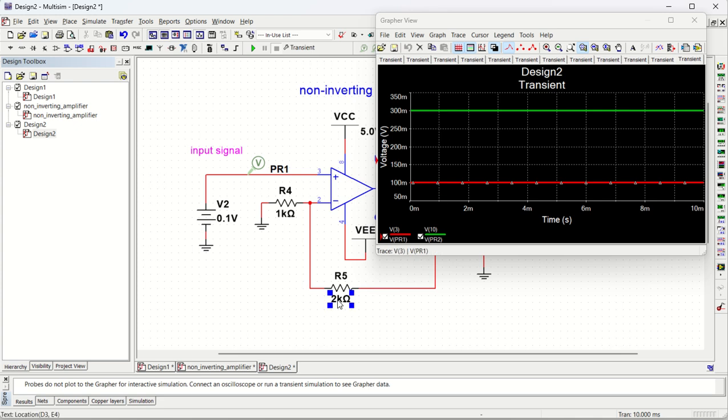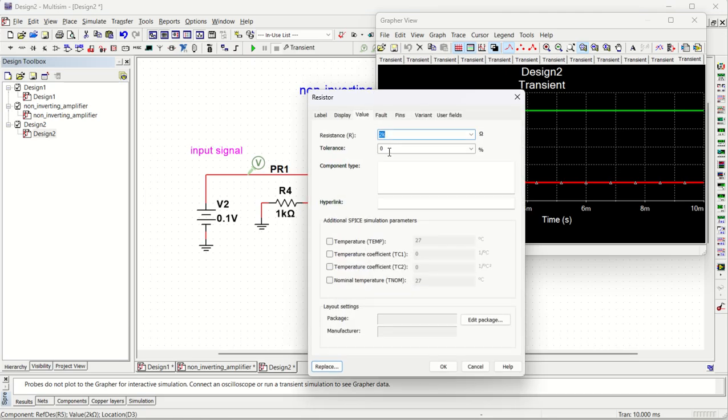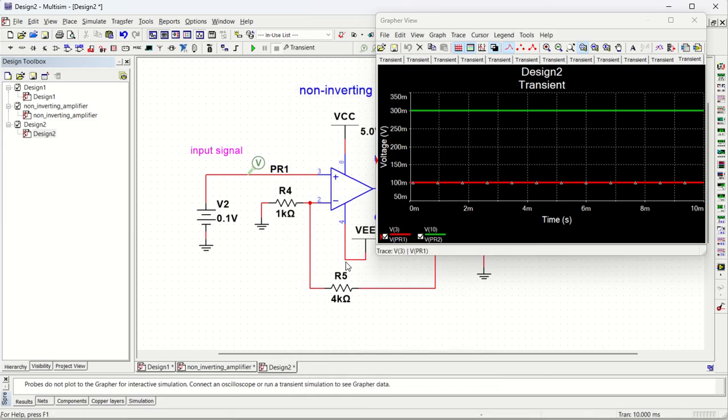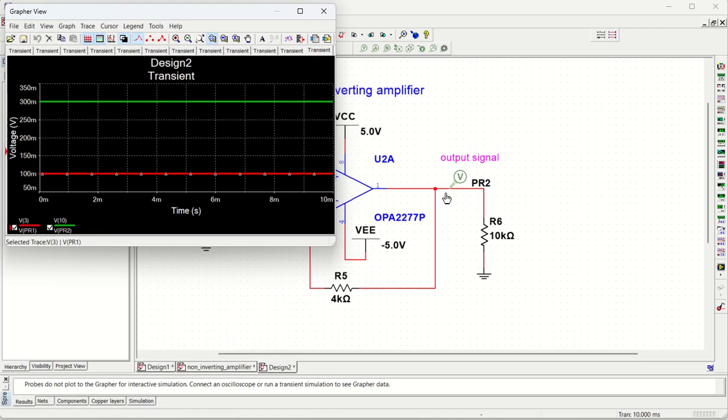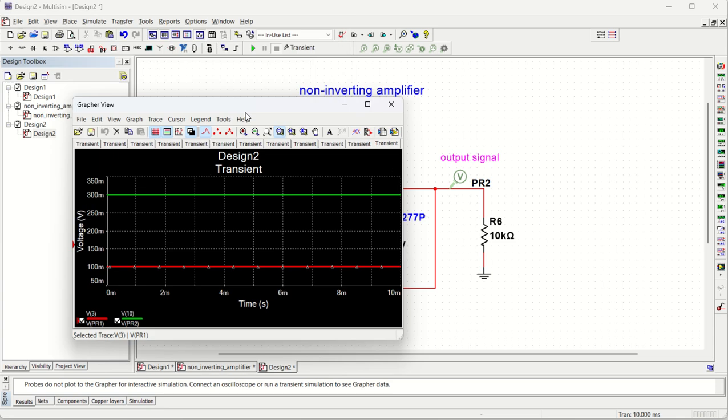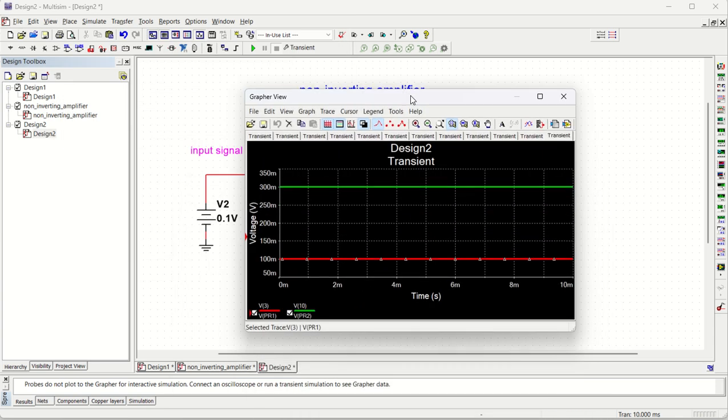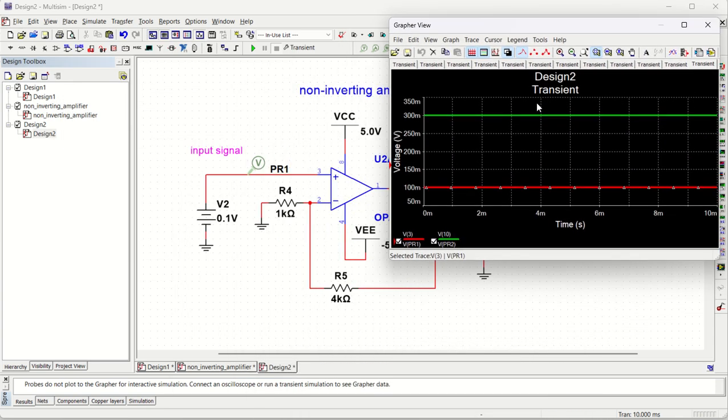Let us change the gain to 5. To change the gain to 5, we have to keep resistor 2 by resistor 1 as 4. So 4 plus 1, it will become 5. Now you can see we have input voltage as 0.1 volt, gain is 4 by 1, that is 4 plus 1, 5. So how much will my output voltage be? 5 times 0.1, that is 500 millivolt. Okay, so let us run it.